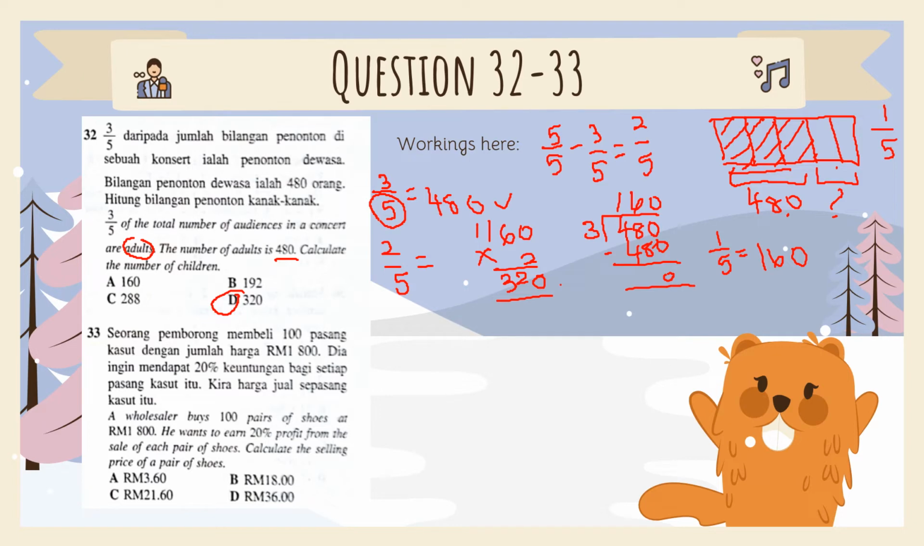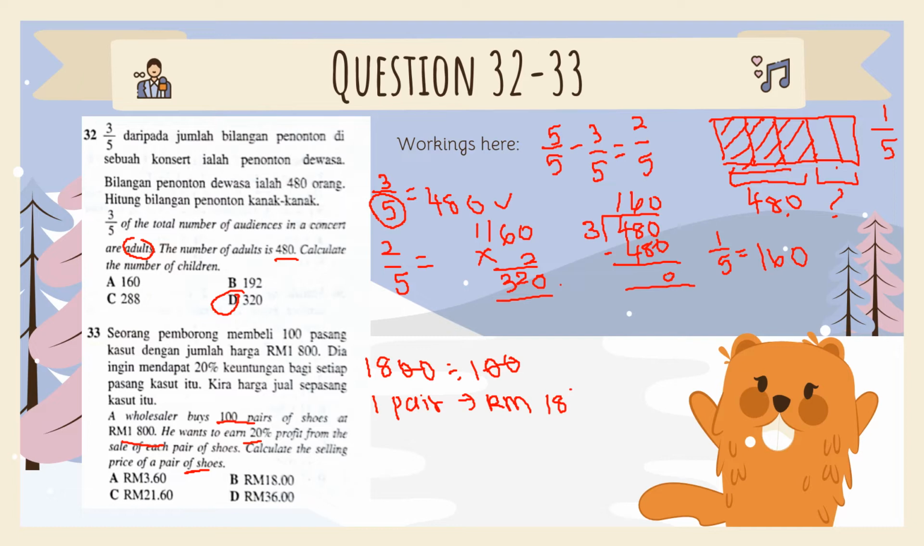A wholesaler buys 100 pairs of shoes at 1,800 ringgit. He wants to earn 20% profit from the sale of each pair of shoes. Calculate the selling price of a pair of shoes. These are the keywords which are underlined. First, we have to find how much one pair of shoes is, which is the cost price of one pair of shoes. You just have to divide by 100, and we know that one pair of shoes is 18 ringgit.